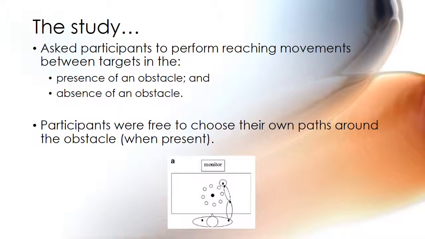So the study took place at Penn State. It asked several volunteers to perform reaching movements between targets. So there were two different ways to do it, as you can see from the screenshot below. At the bottom of this slide, sometimes there was an obstacle in the way, other times there was not. And they left it completely up to the participants to choose their own paths around the obstacle when it was there. Half the time it was, and half the time it wasn't.